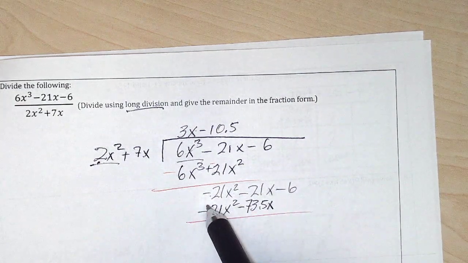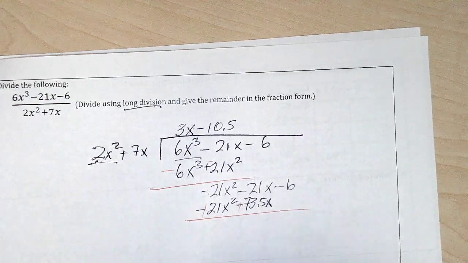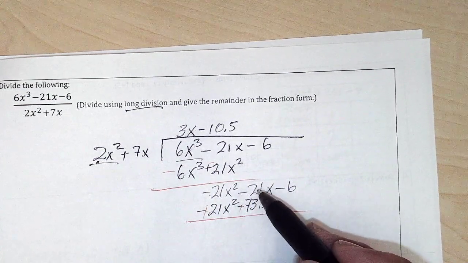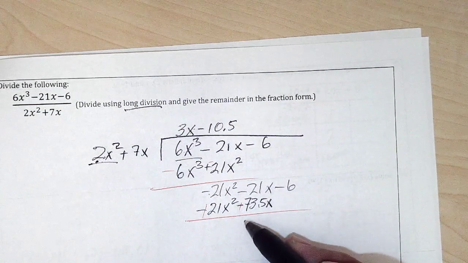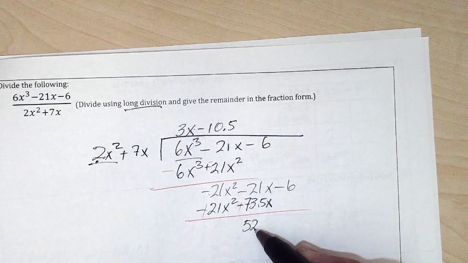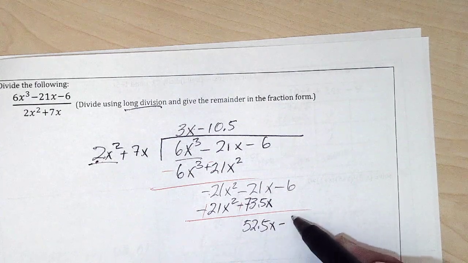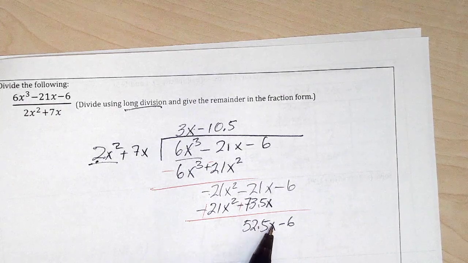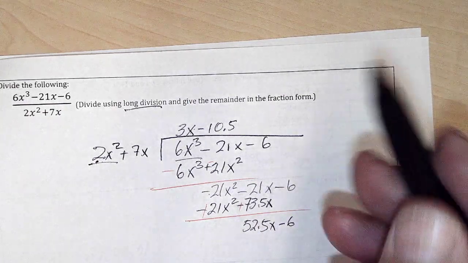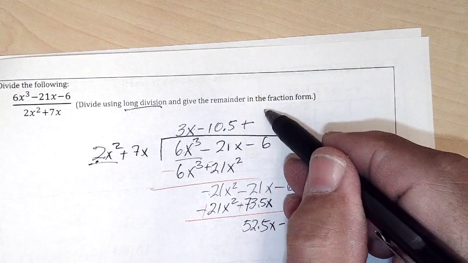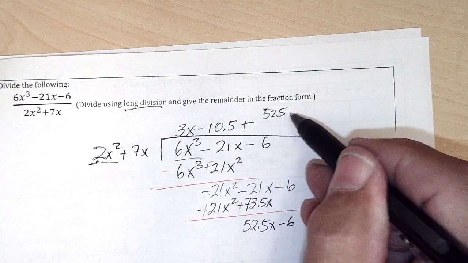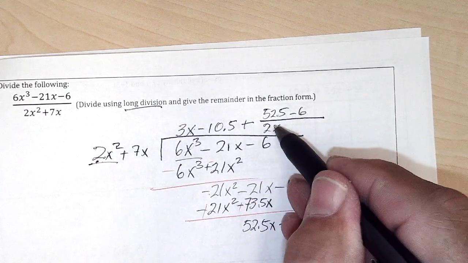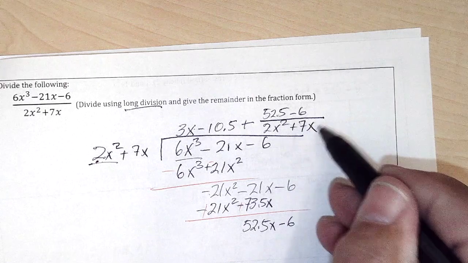Got to subtract, so we change the sign so we can add like terms. These add up to 0. These are like terms, and so negative 21 plus 73.5 is 52.5x minus 6. X squared, we're not going to be able to multiply by anything to get x, so we're going to get plus 52.5x minus 6, my remainder, divided by the divisor, 2x squared plus 7x.